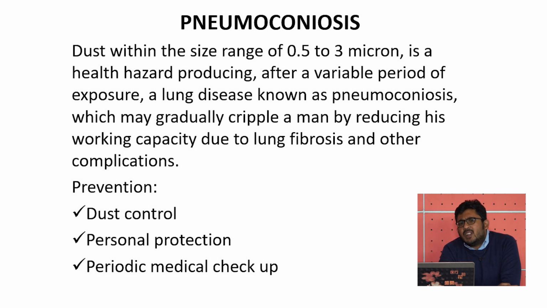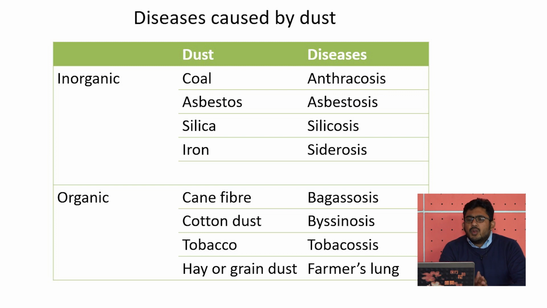Here are the cardinal features of pneumoconiosis. Firstly, lung involvement, chronic exposure and irreversible lung disease. This is a non-communicable disease. It can be prevented by dust control, personal protection and periodic medical examination. This is a very important topic for occupational health. Diseases caused by dust, or pneumoconiosis, can be divided into two types: inorganic and organic.